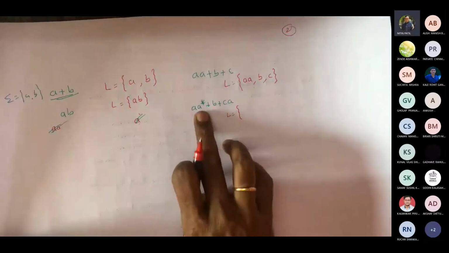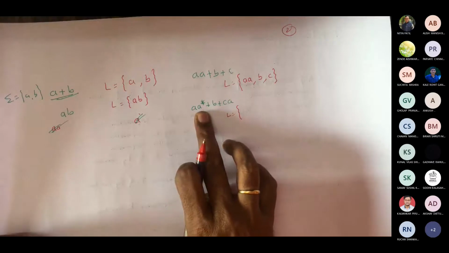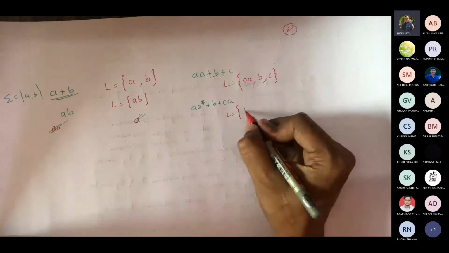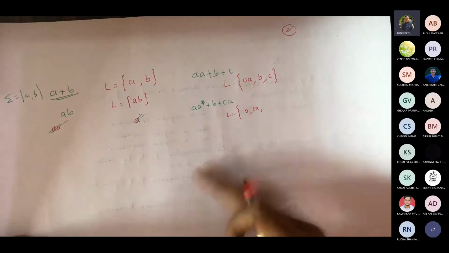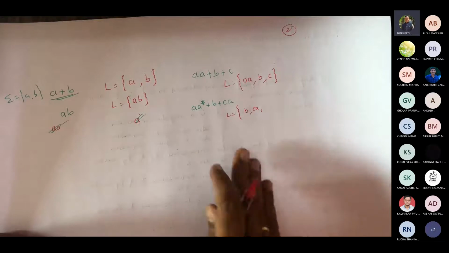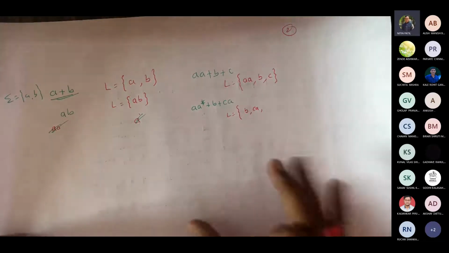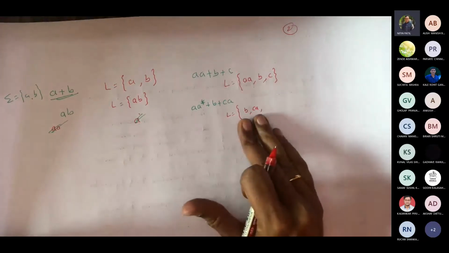Now we already saw A star, correct? We already saw A star. So let us first write this B and CA. Okay. Now I'm not really concentrating on the order for a while. I wrote this B and CA.